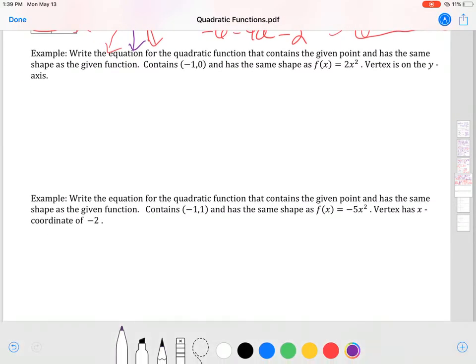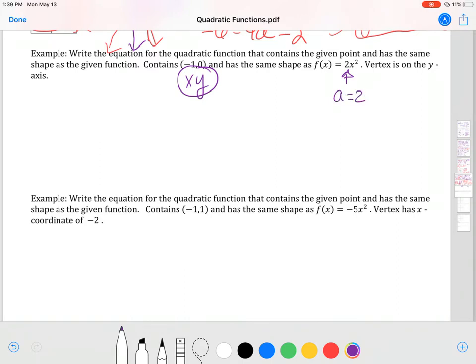Okay, 2 more examples of finding an equation. It says write the equation for a quadratic function that contains the given point and has the same shape as the given function. So it contains a point (-1, 0). So that's my x and y. My a, it's telling me that my a is 2.